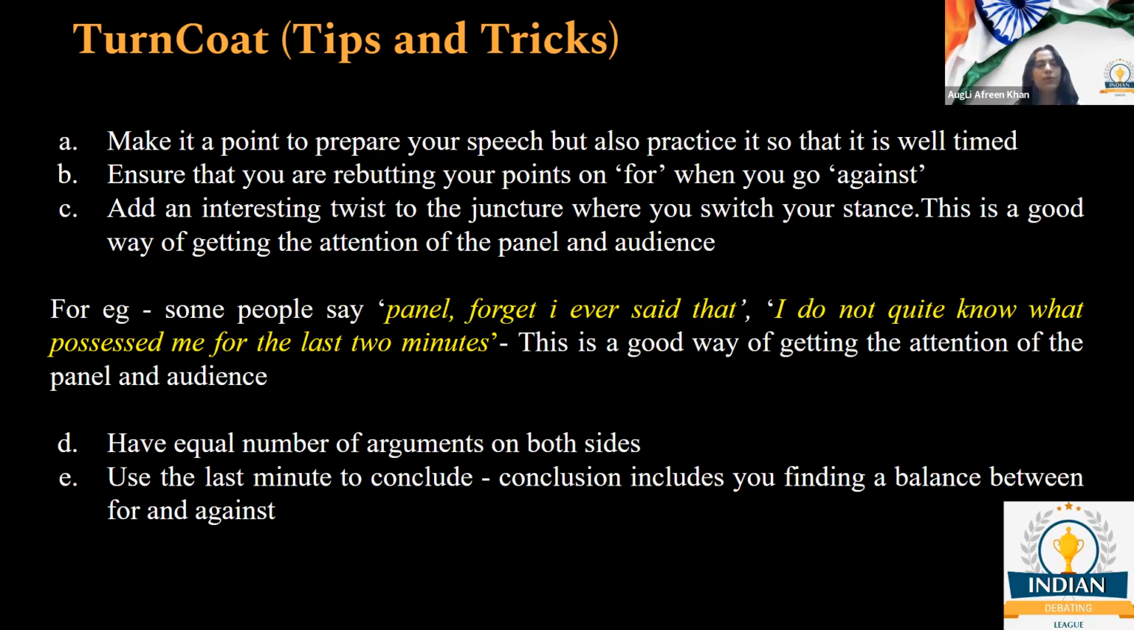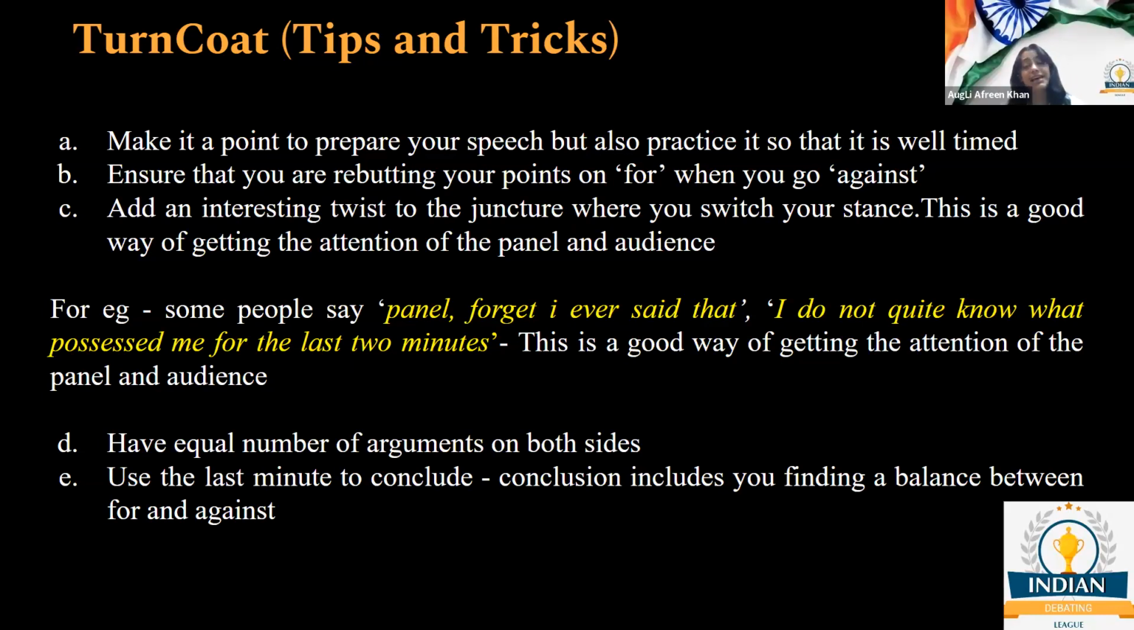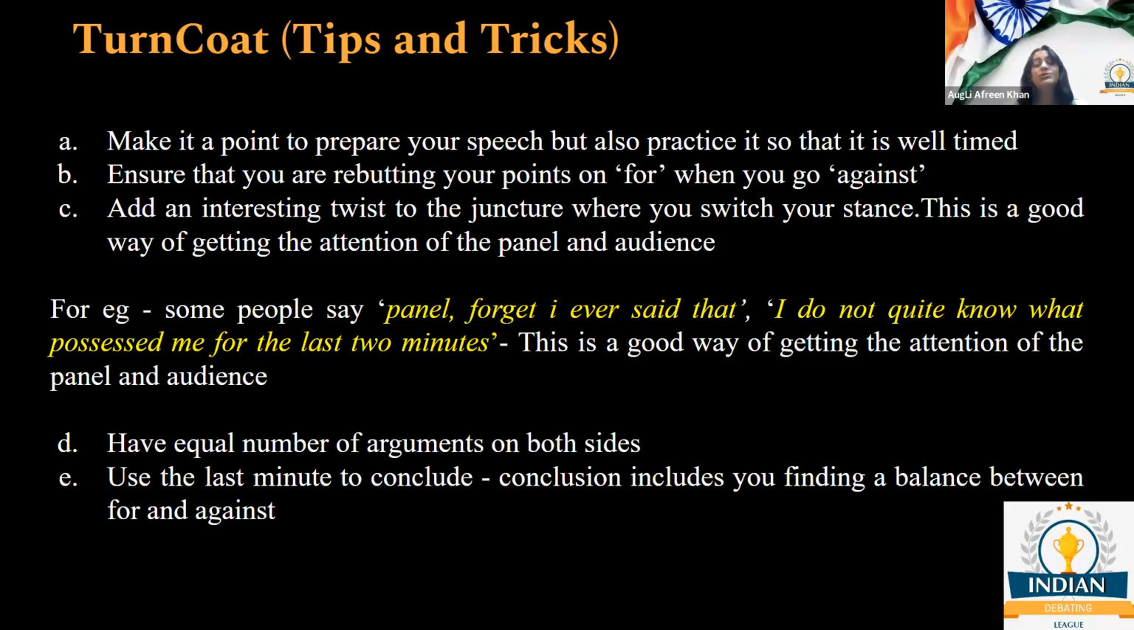And then in order to switch from why Barbie is good to why Barbie is bad, you're supposed to have a line that shows two things. One, that you're switching your side, but two, it's also very attention grabbing for the panel and audience. So one of the examples could be: panel, forget everything I said. I do not quite know what possessed me for the last 2 minutes. So what you're saying is you were possessed when you were talking for the motion. Now you're in your senses and you're talking against the motion. So it's a good way to switch from for to against.